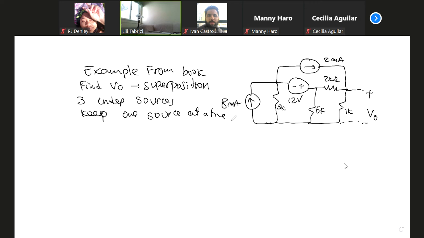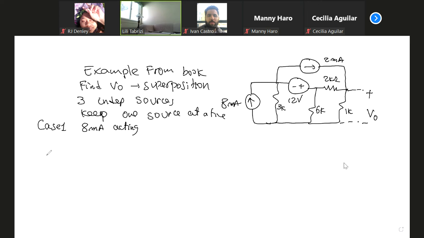So you have 3 cases. If I can squeeze 3 cases here, it's much better so you can see them simultaneously. Case 1: which one is acting? The 8 milliamp source is acting, and the other 2 are dead.